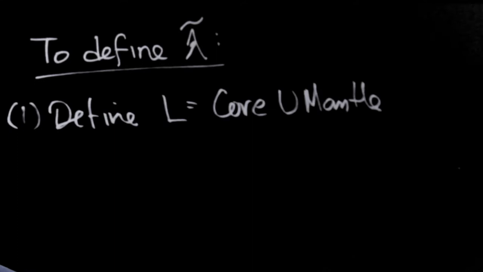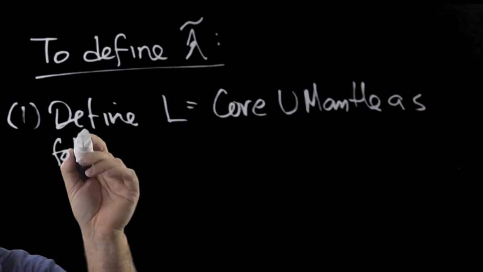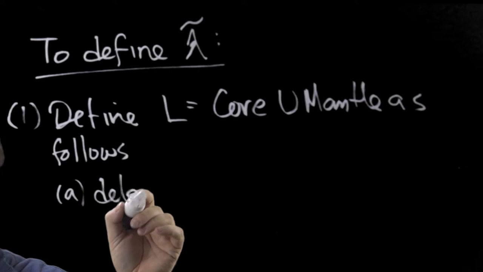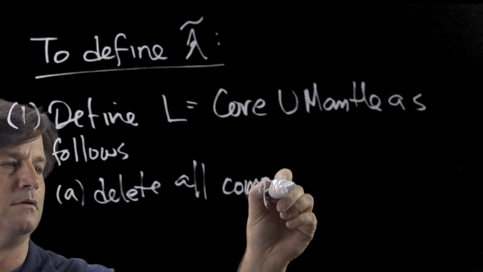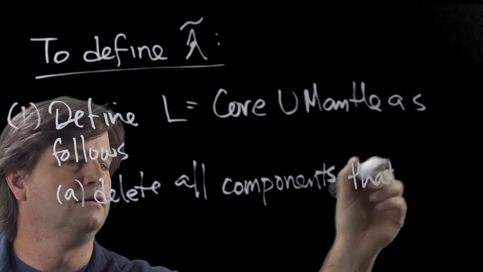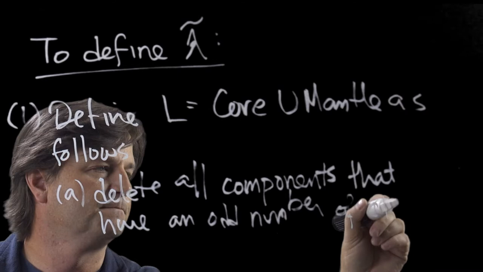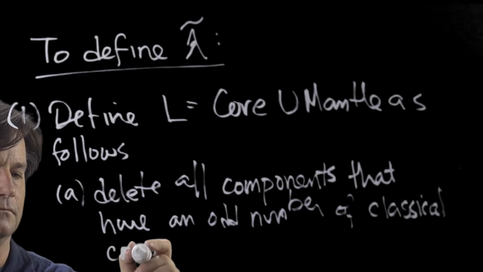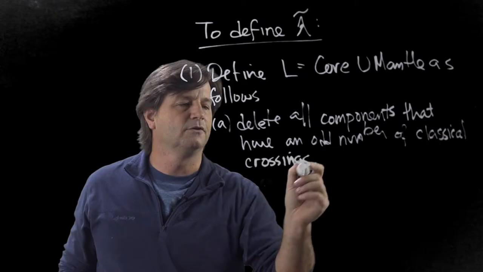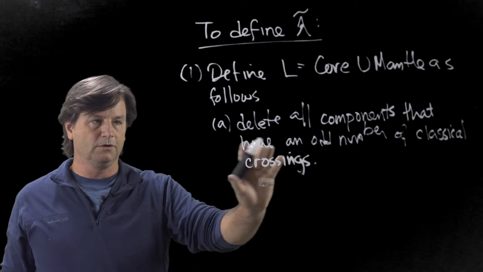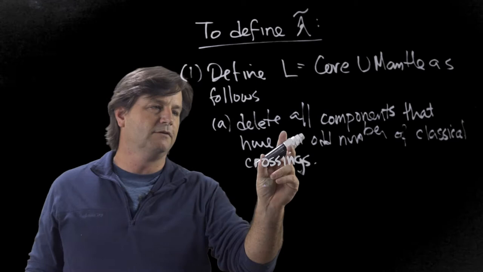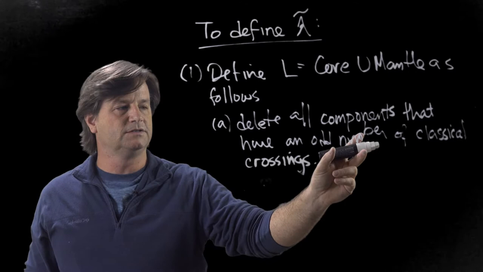So, as follows. Step A: delete all components that have an odd number of classical crossings. In other words, we go through the whole link. Imagine a link that has 1,000 different components. Whenever we run into a component whose mixed crossings are odd, we delete it from the link.